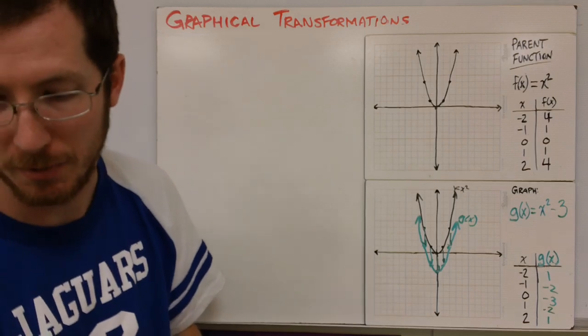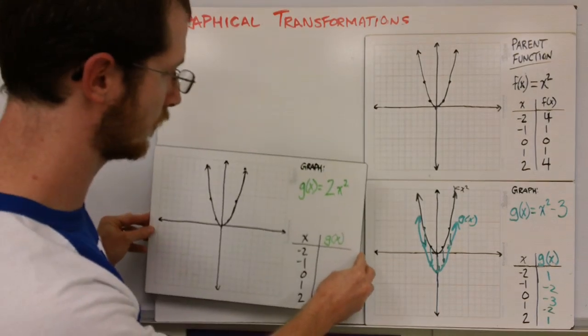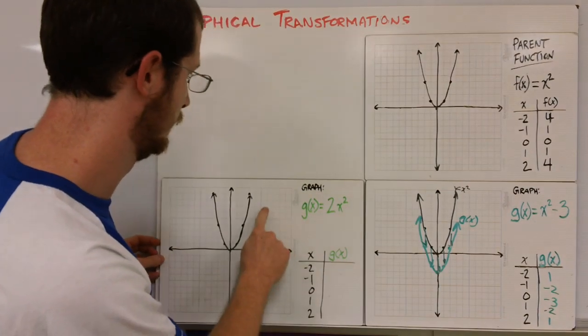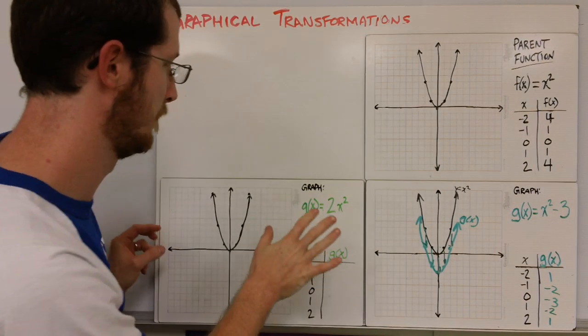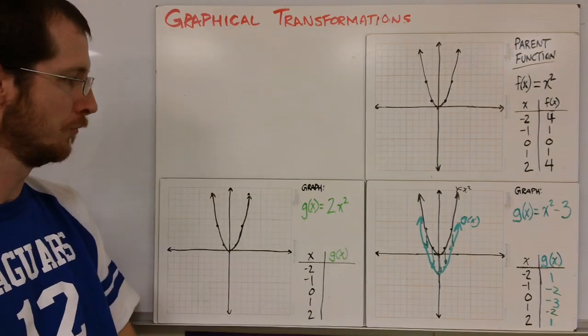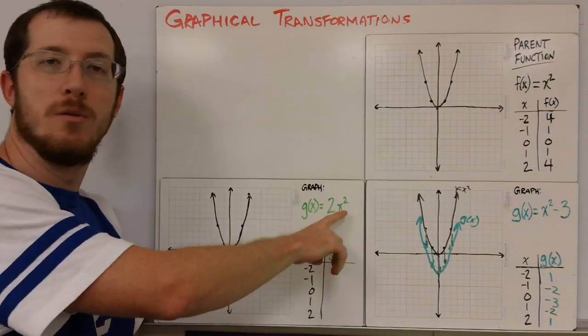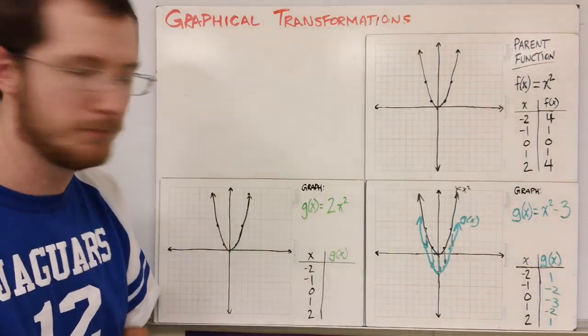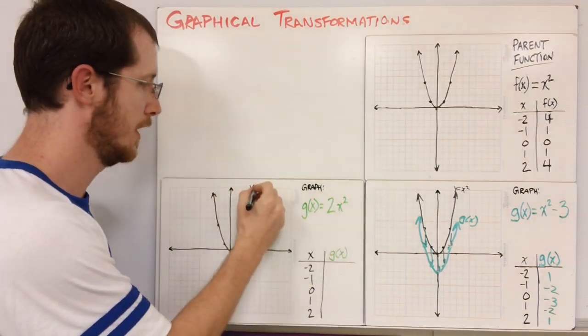Okay, let's look at another example. So here's g of x equals 2x squared. Again, we've got a quadratic function. Start with our parent function's graph. That's y equals x squared.